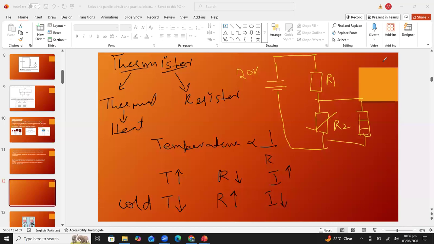All right, this is the symbol of a heater. You can see I have connected the heater in parallel combination with a resistor R2. Now, how will this circuit operate?